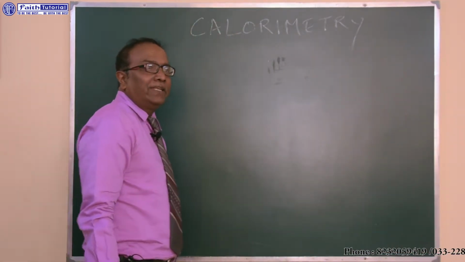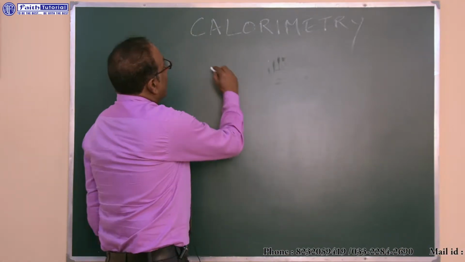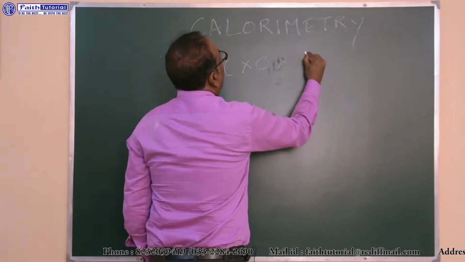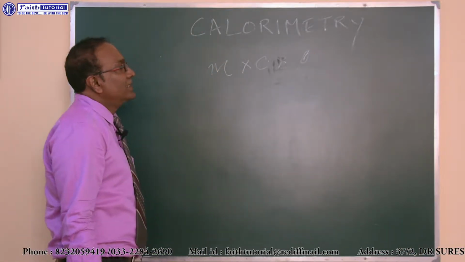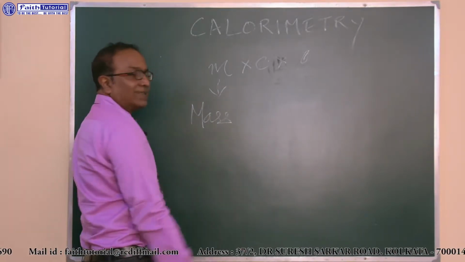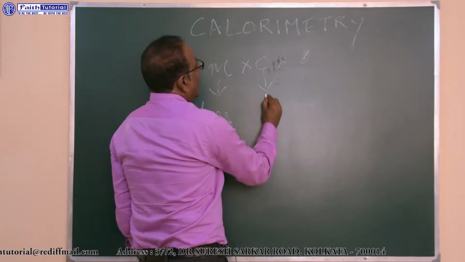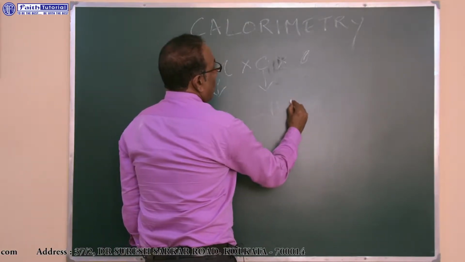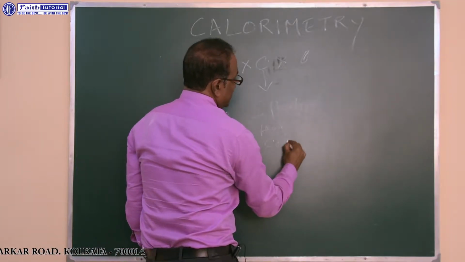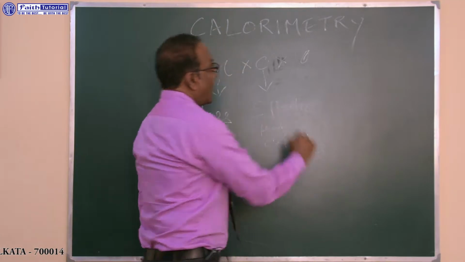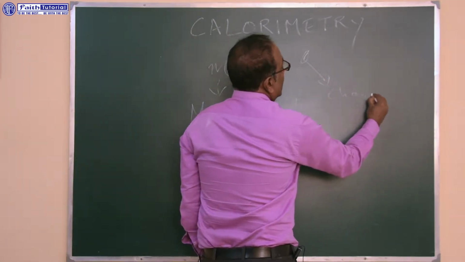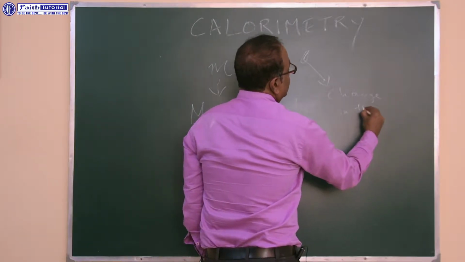Heat lost or heat gained is given by the formula m into c into theta. Now, what is m, what is c, and what is theta? M is mass, c is specific heat capacity, and theta is the change in temperature.